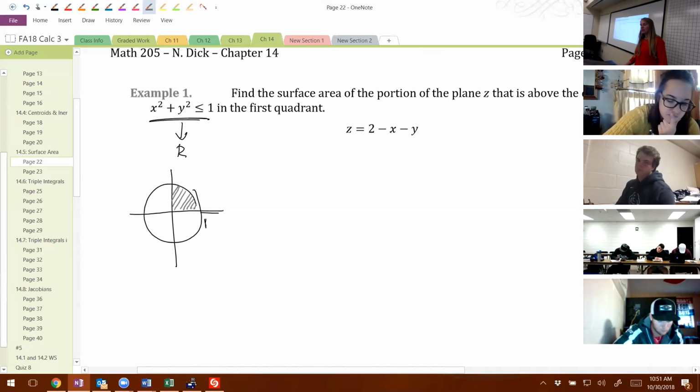Okay. Since our region of integration is circular, do you think polar or rectangular is going to work better for this problem? Yeah, polar coordinates are probably going to be better. And if you're ever not sure, just start with rectangular coordinates, and if it gets too difficult, try switching.